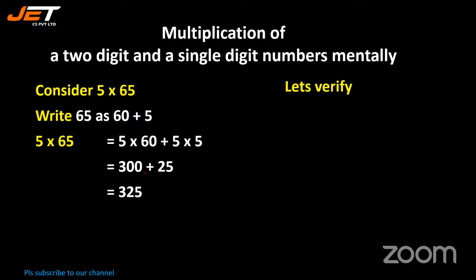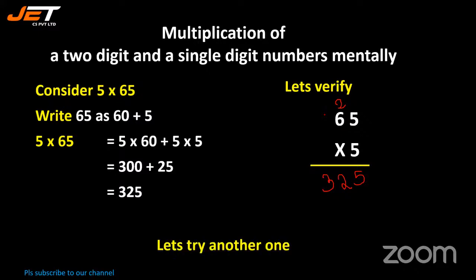Next, let's verify this. 5 times 5 is 25. 2 here, 5 here. 5 times 6 is 30. 30 plus 2 is 32. 325 is the answer. Good job.